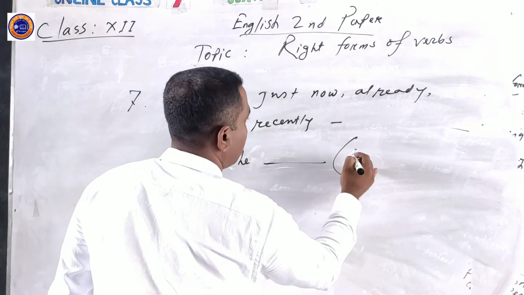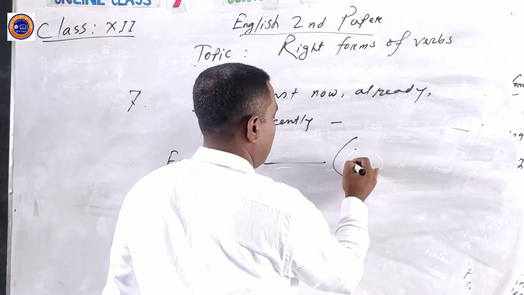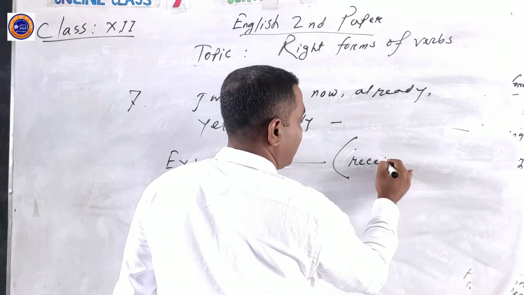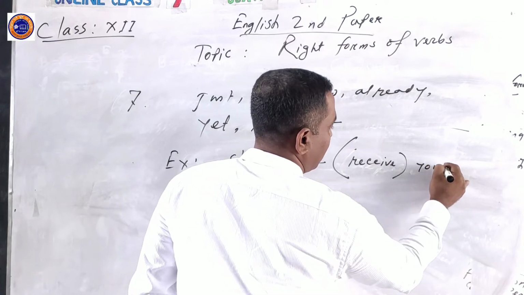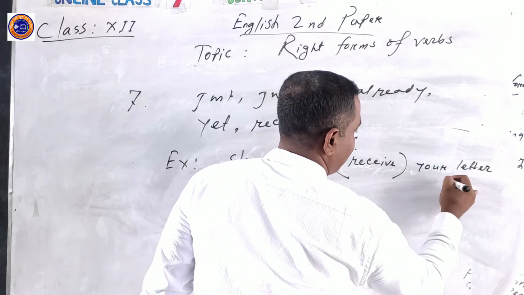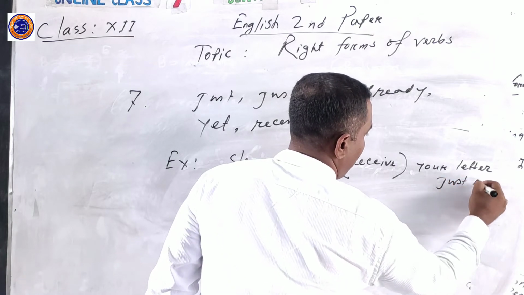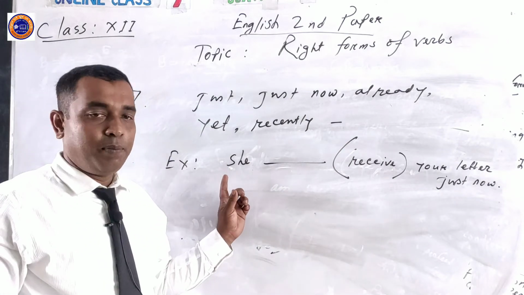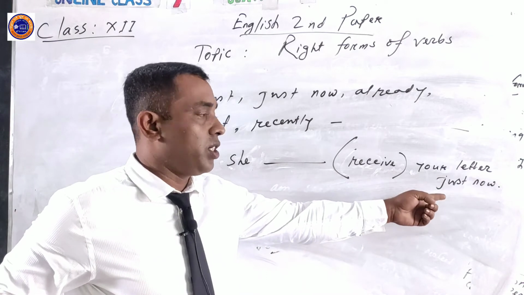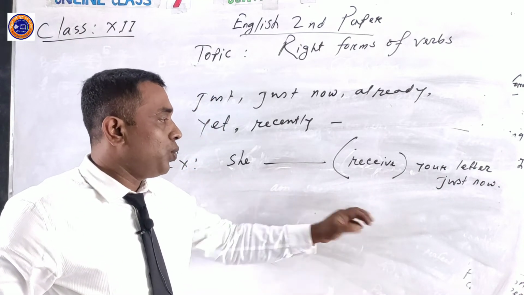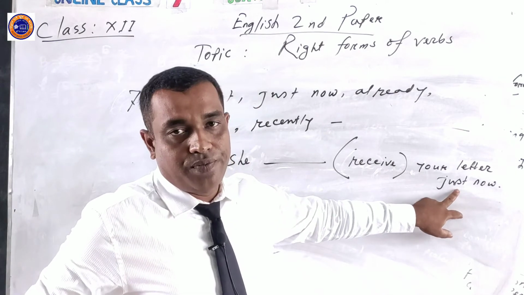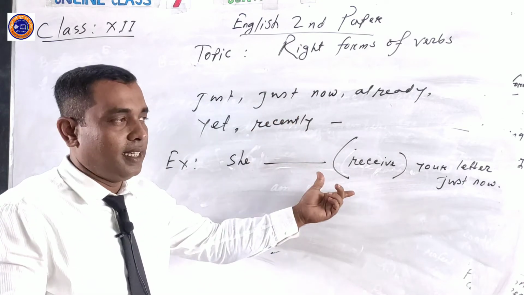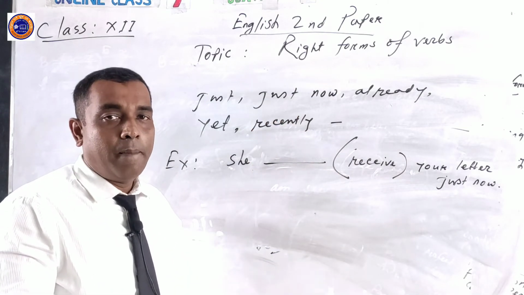She dash receive a letter just now. The example is: she dash receive your letter just now. Thus, dear students, look at the word just now. If any of these words is present in the sentence, you must understand that this will be present perfect tense.